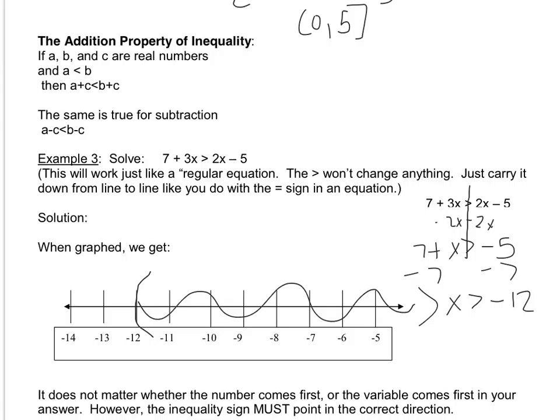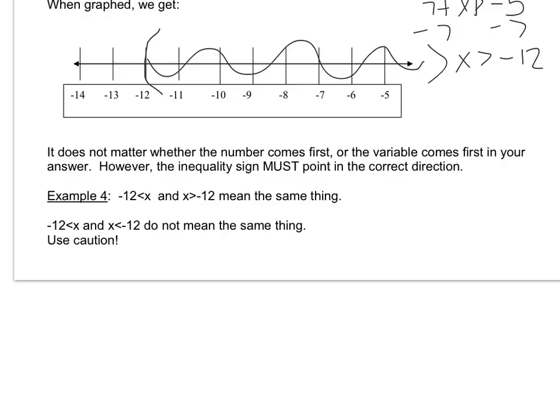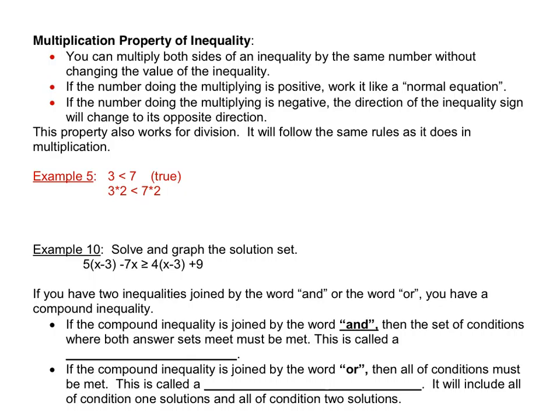Okay. Let's look at some more. Alright, it says example 4, it says negative 12 is less than x and x is greater than negative 12 mean the same thing. Negative 12 is less than x and x is less than negative 12 do not mean the same thing, so use caution, okay? Now, the next few examples, guys, hold on. So here, these next examples with multiplication property, they're already done for you in your book, so look through them, okay? And then we'll get down to this right here, okay?